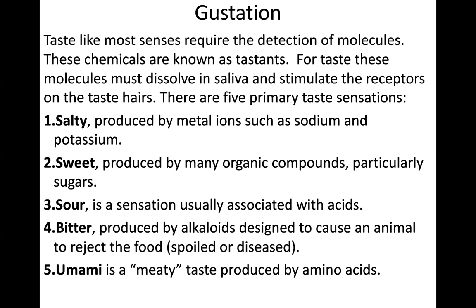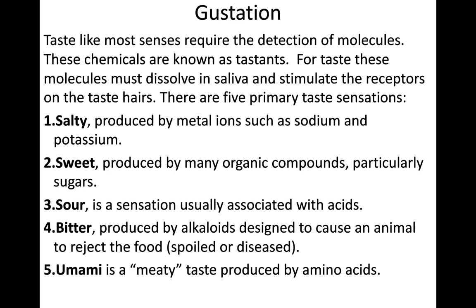Now, speaking of sugar, sugar we all know is sweet. That's one of the 5 primary taste sensations. Sweet is produced by many organic compounds, particularly sugars. Salty is produced by metal ions like sodium and potassium. For example, sodium chloride and potassium chloride are salts, because they have sodium and potassium in them.